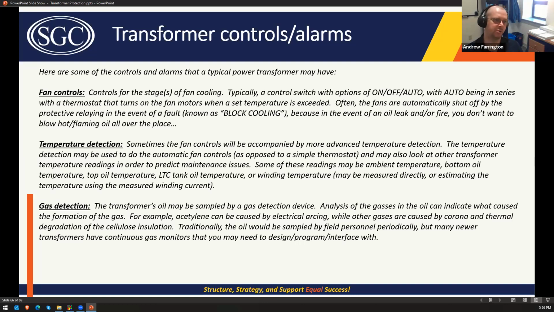the winding temperature may be measured directly. They may have, I think it's called an RTD, that screws into the relay and measures the temperature of the winding, or you can calculate it.